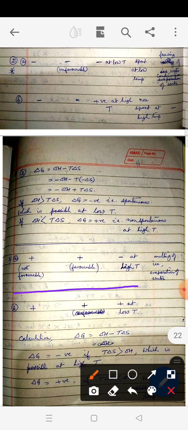You see, drying of clothes, that means water turning from liquid to gas, is an endothermic process, and the molecular motion increases from the liquid state to the gaseous state. Definitely the molecules are in more random motion. So delta S is positive. So melting of ice, evaporation of water, they are all favorable at high temperature. On the other hand, if T is low, then the delta G sign will become positive and the process will become non-spontaneous.